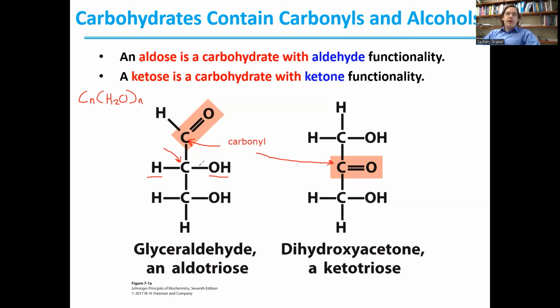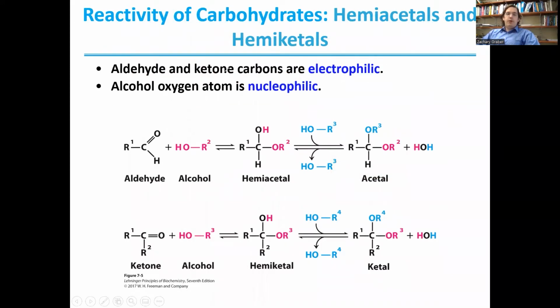So while our carbohydrates have a lot of complexity in terms of the number of different stereoisomers possible with all of these chiral centers here, they're relatively simple in terms of their actual organic functional groups. So a lot of our reactivity is going to be determined based on our ketone and aldehyde functional groups. Now, if you recall from organic chemistry, one of the key reactions of our aldehydes and our ketones is the formation of hemi-acetals and hemi-ketals.